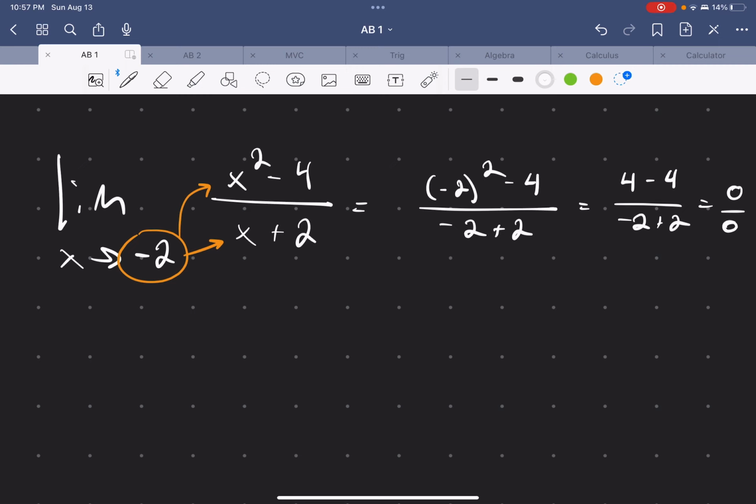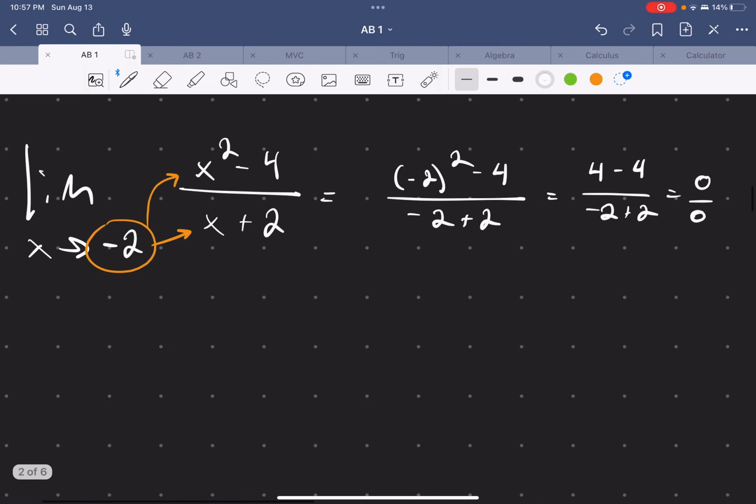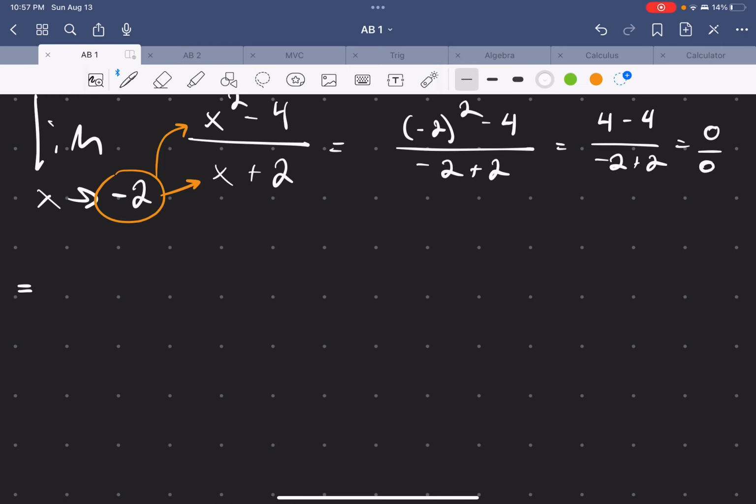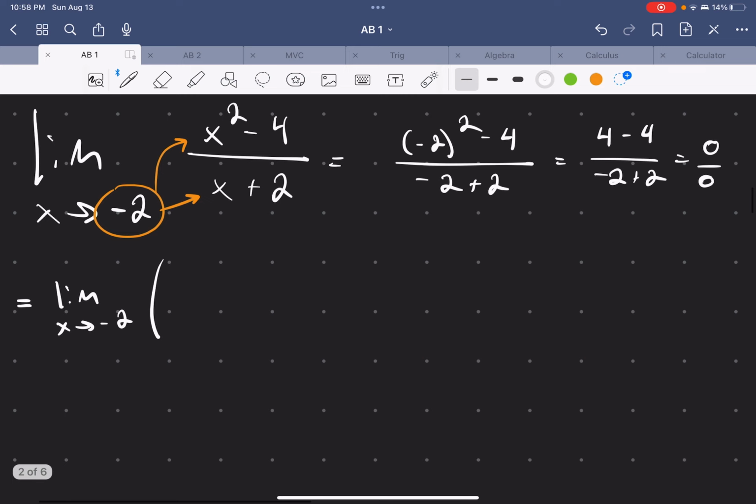This does not mean that it's undefined. Although it is possible to get an undefined answer out of this eventually, at least in its current state, this does not mean that it's undefined. So I'm going to do something to the original problem. I'm going all the way back to the original limit, and I'm noticing that this is a rational function and the top can be factored. So I'm going to try to factor the top and we'll see what happens.